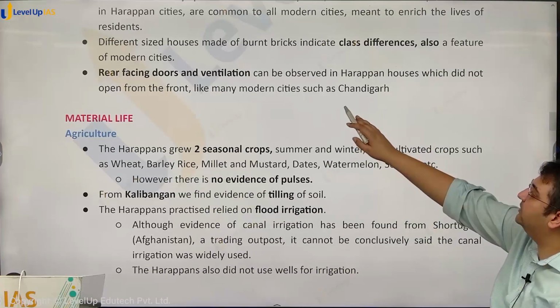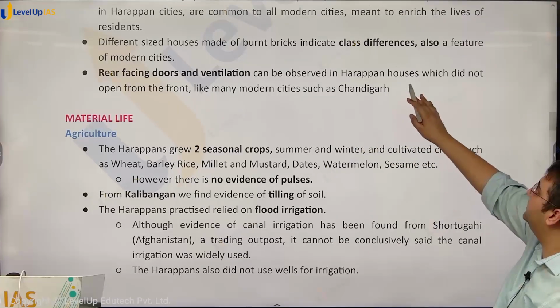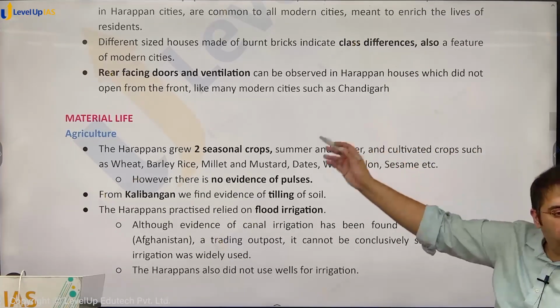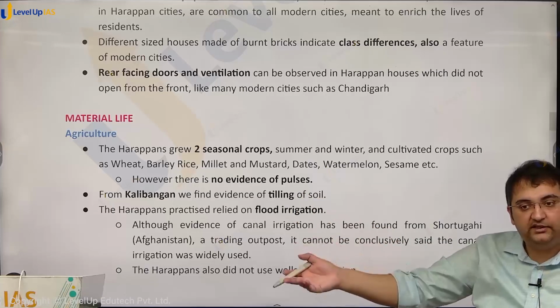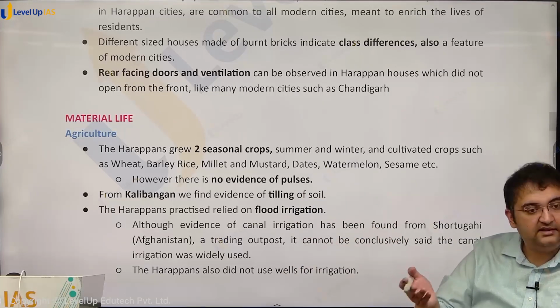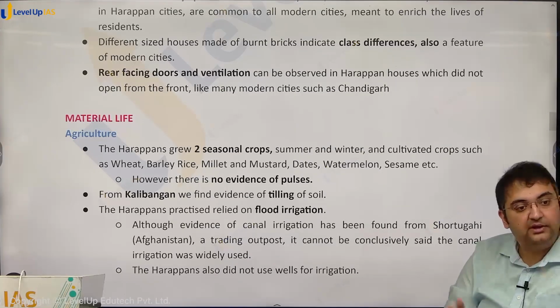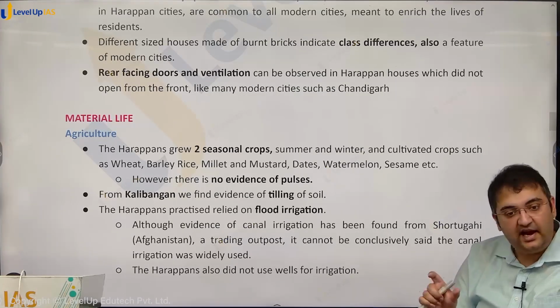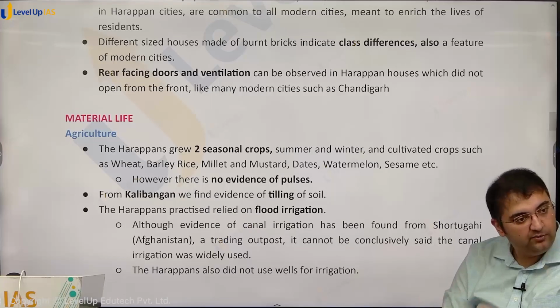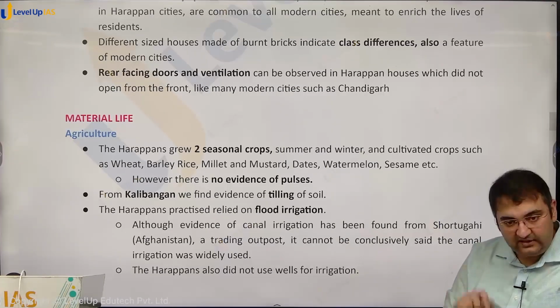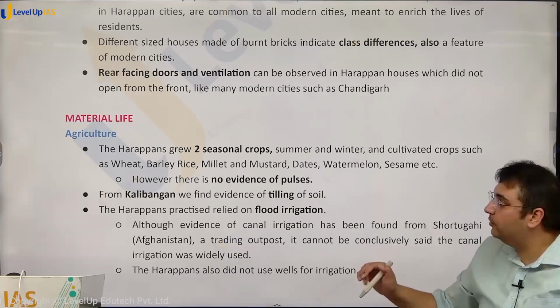Different sized houses made of burnt bricks indicate class differences and is also a feature of modern cities. So in all modern cities, you will find both the rich as well as the poor and the middle class individuals. That is why government housing जो होती है उसके भी categorization होते हैं. HIG high income group, LIG low income group, MIG और जनता फ्लैट, राइट? ये सब आपने सुना होगा probably, right?